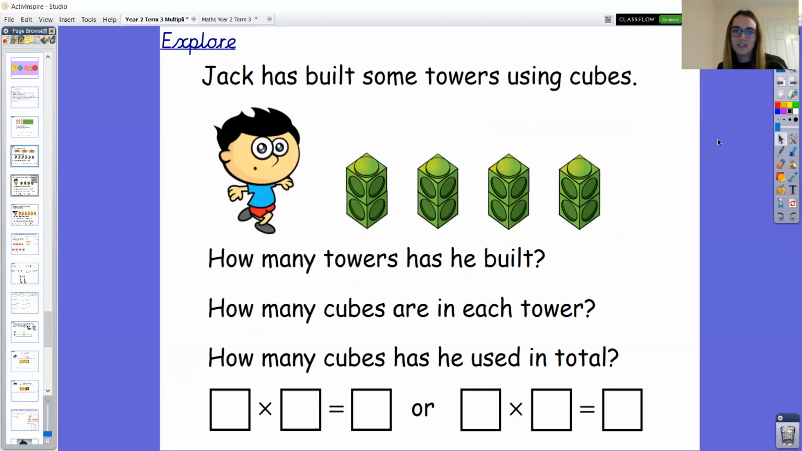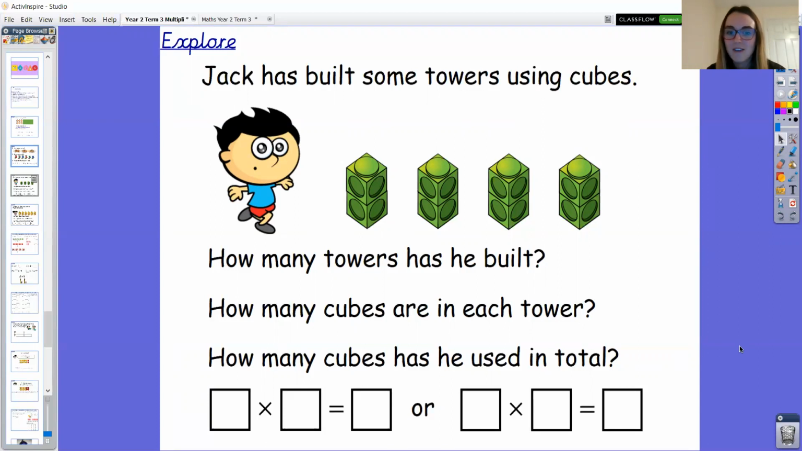Okay, so moving on to our next Explore question. It says, Jack has built some towers using cubes. There's some questions here to prompt your thinking as you look at the picture. How many towers has he built? How many cubes are in each tower? How many cubes has he used in total? Because that would find our product of our multiplication sentences. I wonder if you could pause the video here and answer each question to help you write your multiplication sentences.